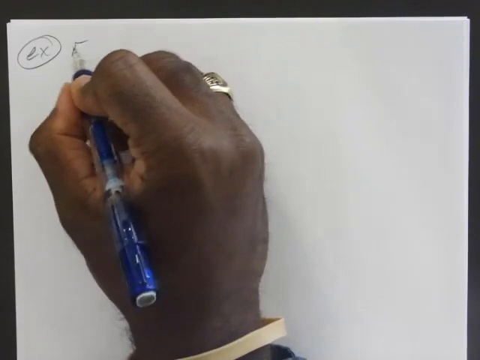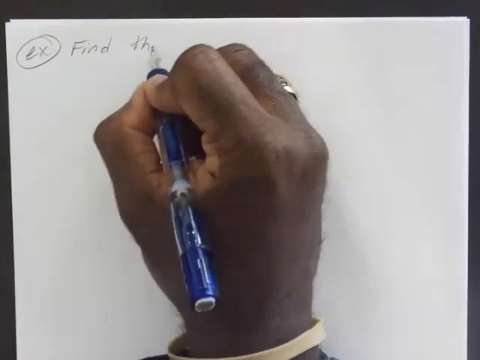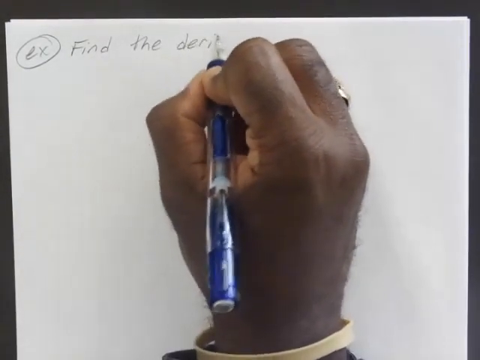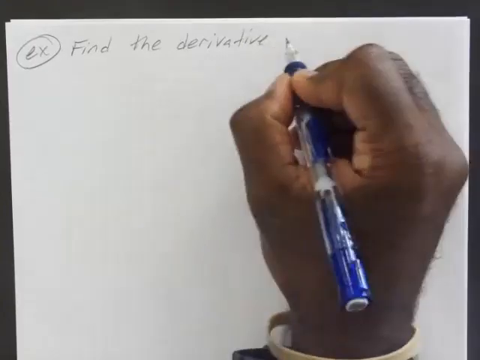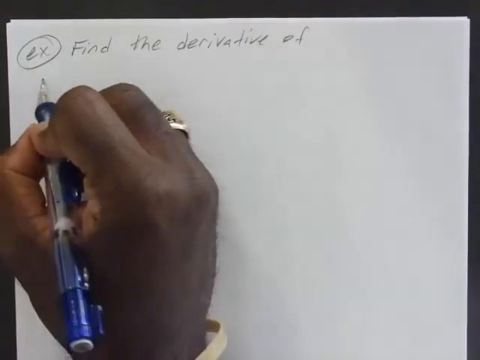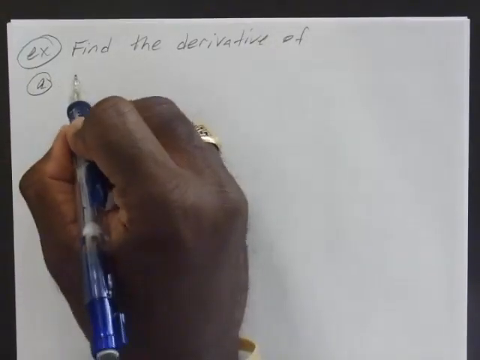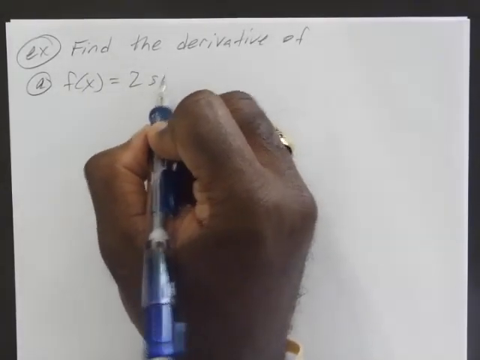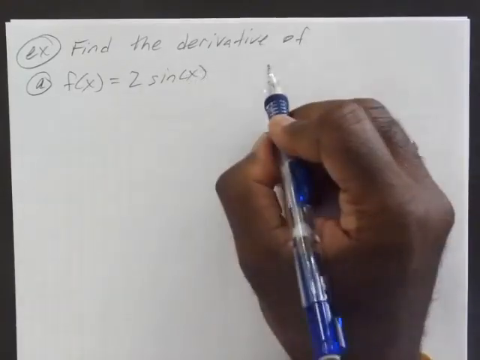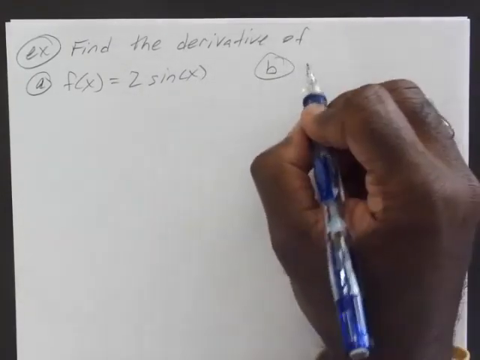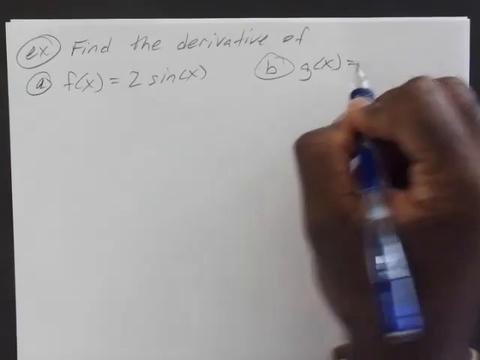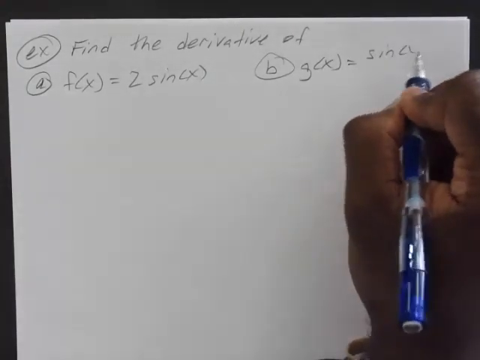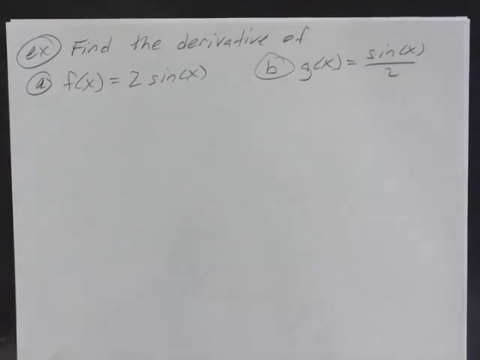Okay, so let's say, for example, we want to find the derivative of, let's say, for problem A, f of x is equal to 2 times sine of x. And for problem B, g of x is equal to sine of x divided by 2.